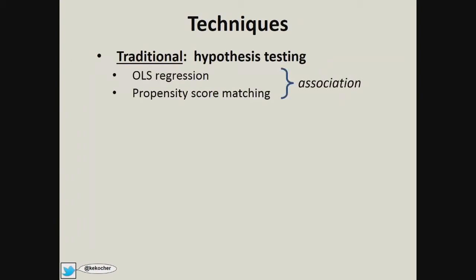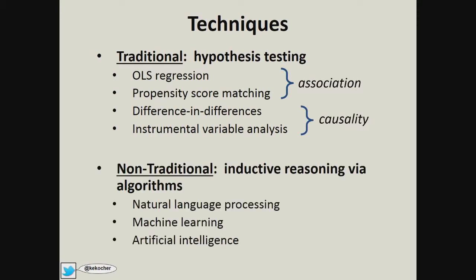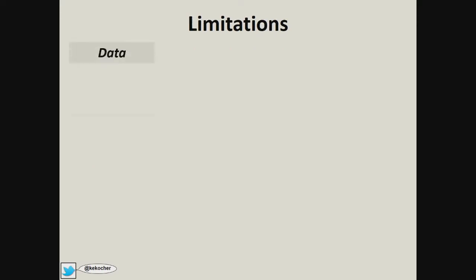Again, there are old techniques around associations and a little bit about causality, but now we have things like machine learning. It's not really new, but it's new in the ways that we're applying it. And effectively, artificial intelligence is just variations of machine learning, which allow you to get at predictions. But let's talk about some of those limitations.